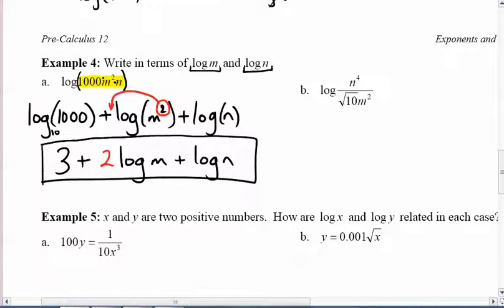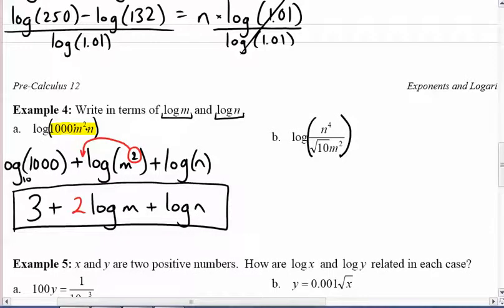Now you take a moment to try to change part B into one line that only has log m, log n, and some numbers. So back to question number 4, part B.